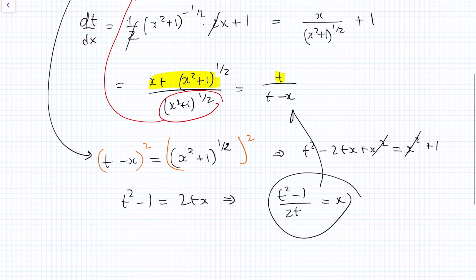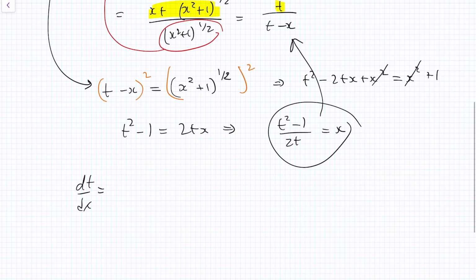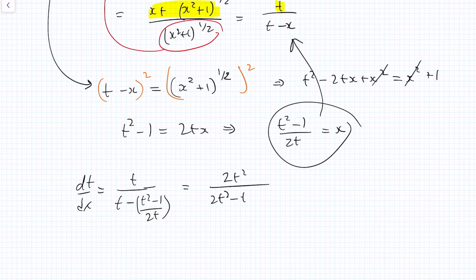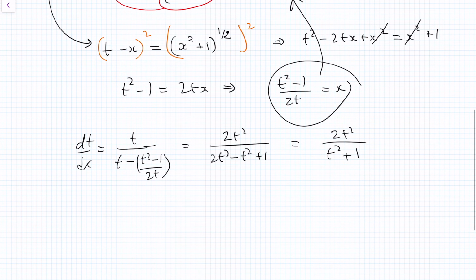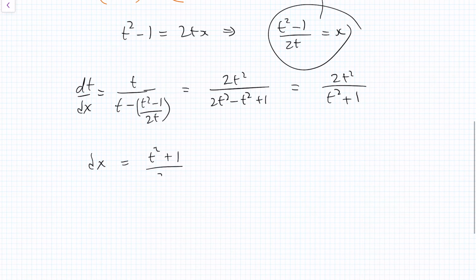If we sub that in there, we'll get dt/dx is equal to t divided by t minus (t squared minus 1) over 2t. We need to be careful with the brackets here. That's the same as 2t squared over 2t squared minus t squared plus 1. That's equal to 2t squared over t squared plus 1, right? So we want to make dx the subject. That means dx here is equal to (t squared plus 1) over 2t squared.